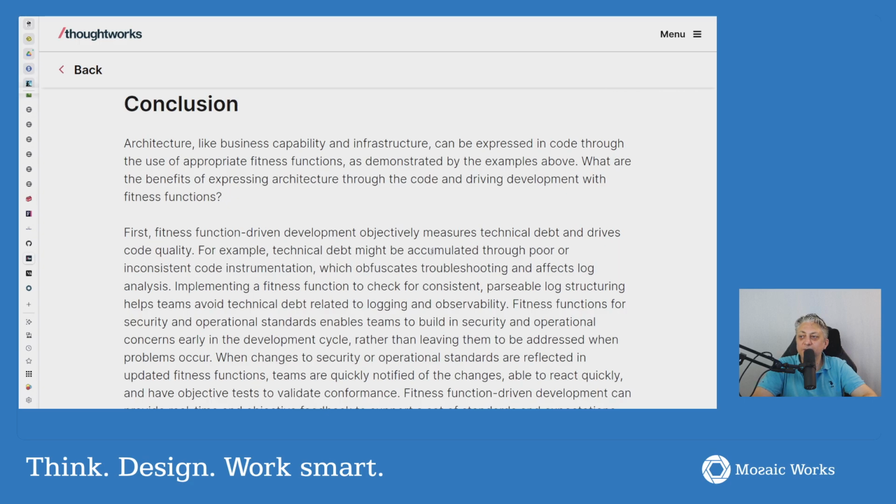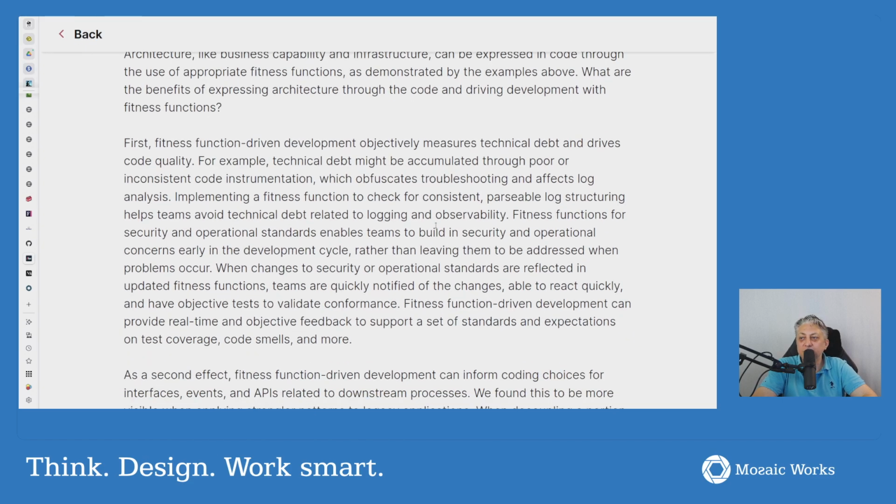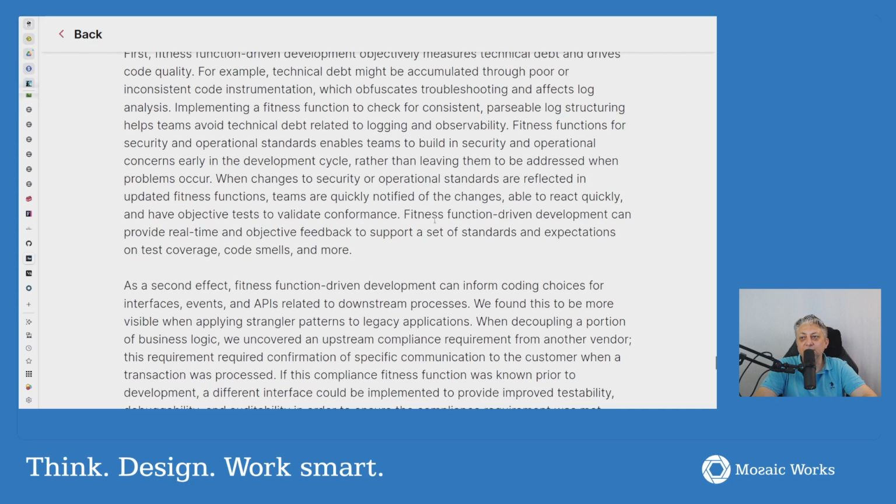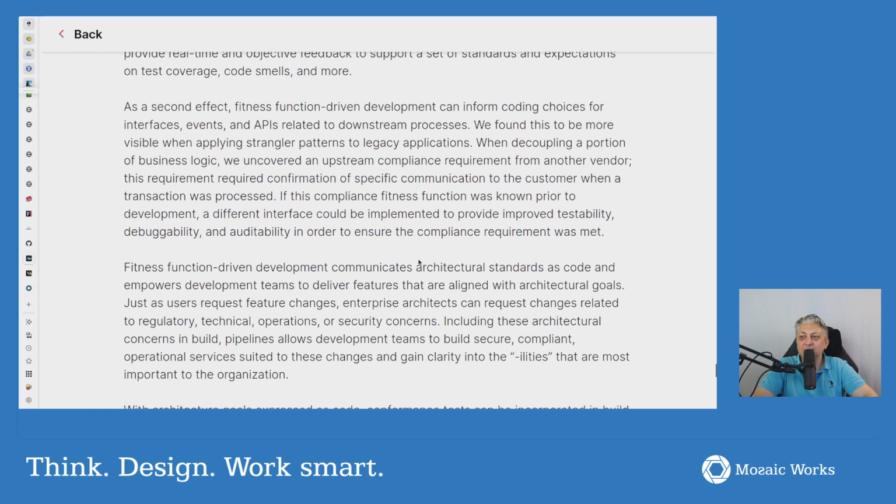What are the benefits of expressing architecture through the code and driving development with fitness functions? First, fitness function-driven development objectively measures technical debt and drives code quality. Well, objective here is kind of a mixed bag. I mean, it would be nice to have a completely objective measure, but actually it's so-so.